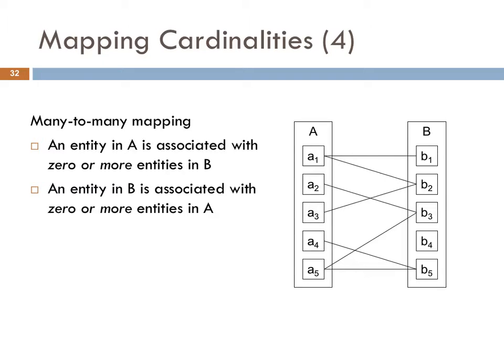Many-to-many means that any given entity in A can be associated with 0 or more entities in B. So A1, for example, is associated with B1 and B2. That's no problem. And then the same thing is true for B. Any entity in B can be associated with 0 or more entities in A. And so it's really fun. A1 is associated with B1 and B2, but B2 is associated with A1 and A3. No biggie. That's the way that many-to-many mappings work. All right? Does it make sense?